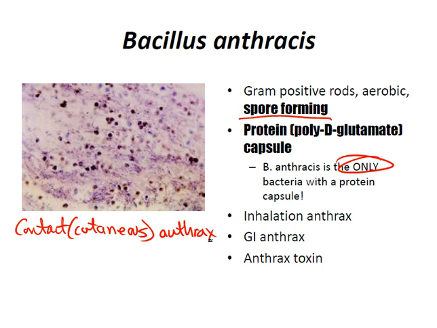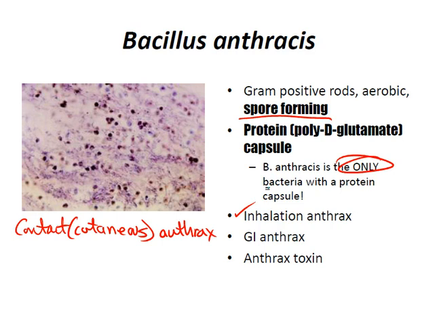Now you can also have inhalation anthrax, which gives you flu-like symptoms that progress to pulmonary hemorrhage and shock. Now GI anthrax occurs after eating undercooked or raw meat from an infected animal. You get flu-like symptoms that progress to sore throat, difficulty swallowing, nausea, vomiting, and diarrhea.